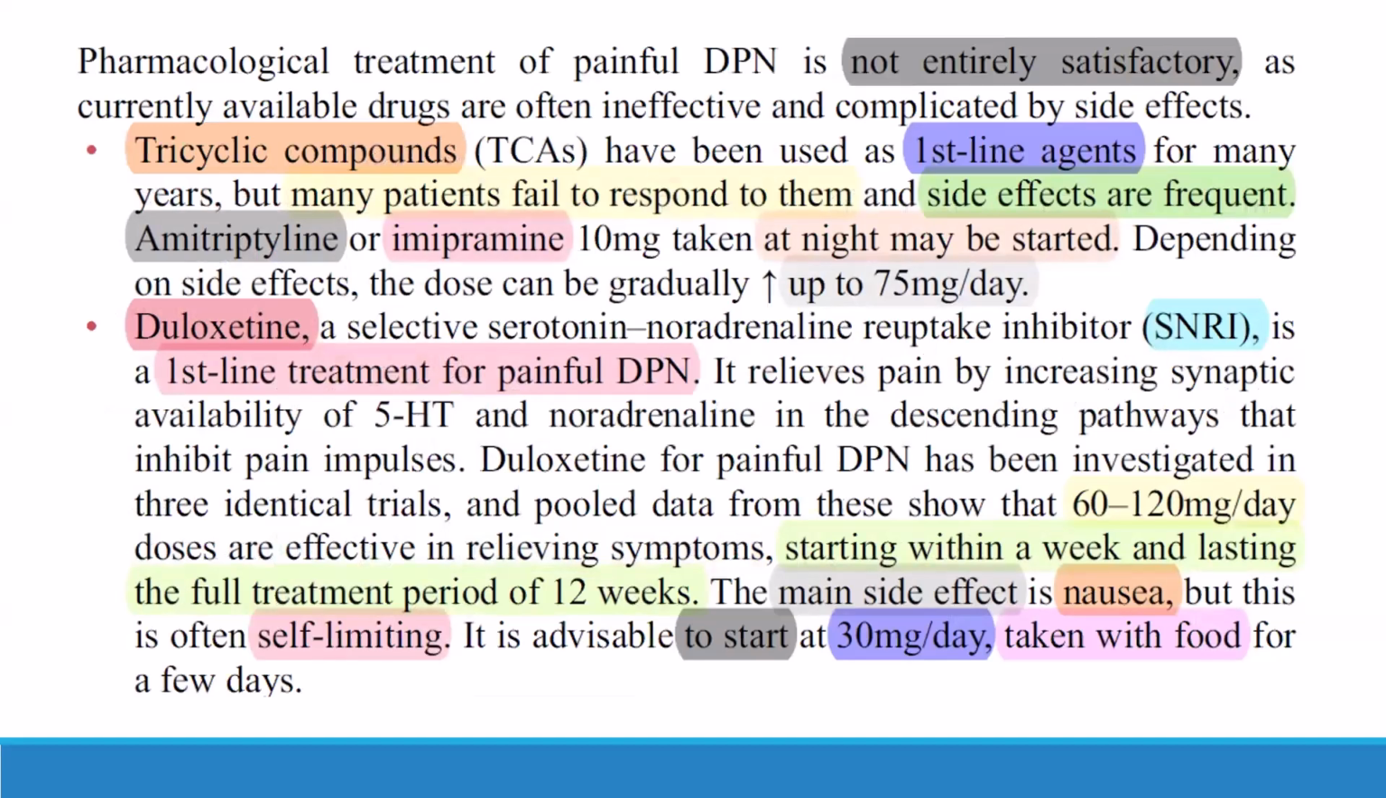Painful diabetic neuropathy can be managed by 4 drugs: a tricyclic antidepressant like amitriptyline, duloxetine, which is a selective serotonin noradrenaline reuptake inhibitor, and another drug is pregabalin, and another drug is gabapentin. So we have 4 first-line drug therapies approved by NICE: the tricyclic antidepressant amitriptyline, duloxetine, gabapentin, and pregabalin. Which is the best? All are the same.